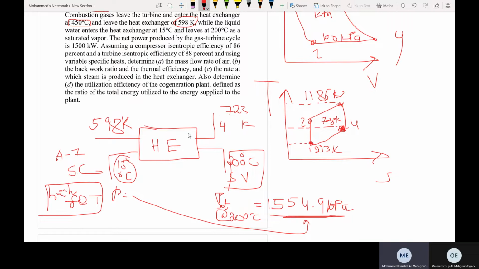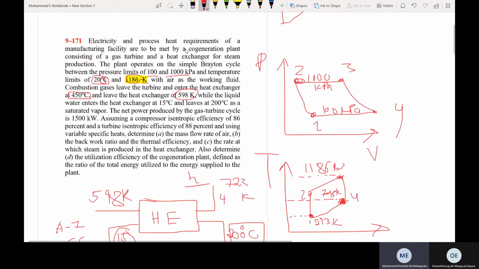And for air, we don't need the pressures because you know that the energy, or the h, is only a function of temperature. It's not a function of pressure. So if we have the temperature, we can get the enthalpy, and then we can calculate the heat transferred or the work or anything we need.